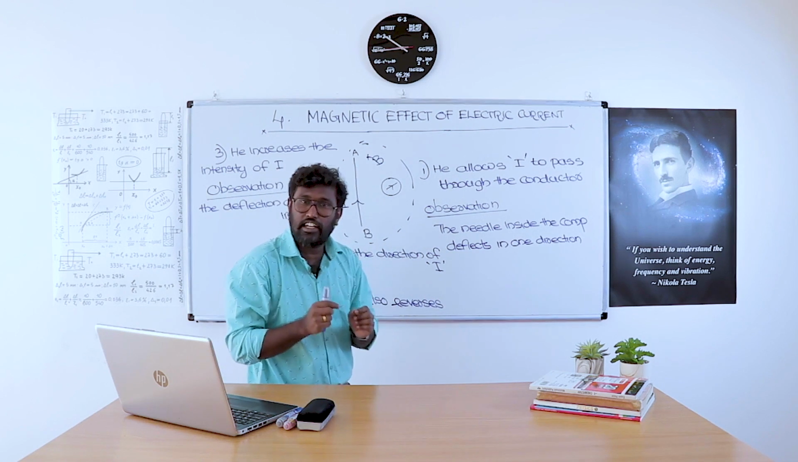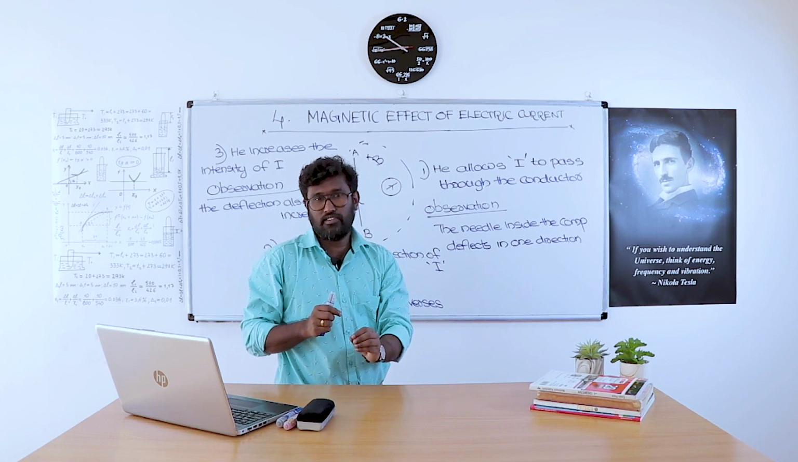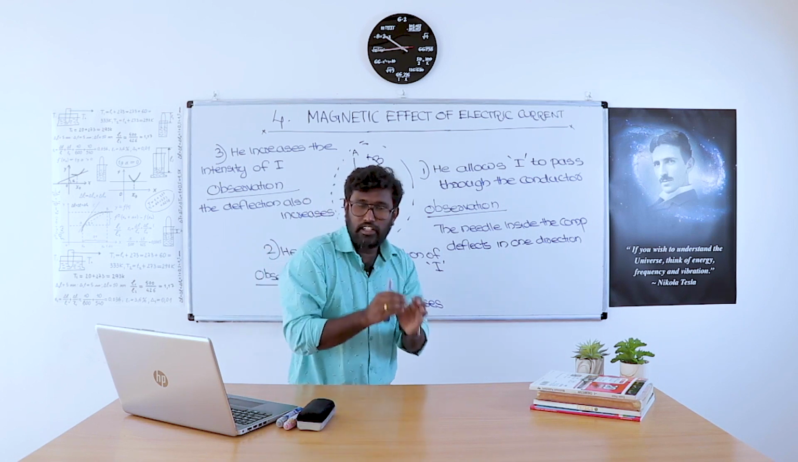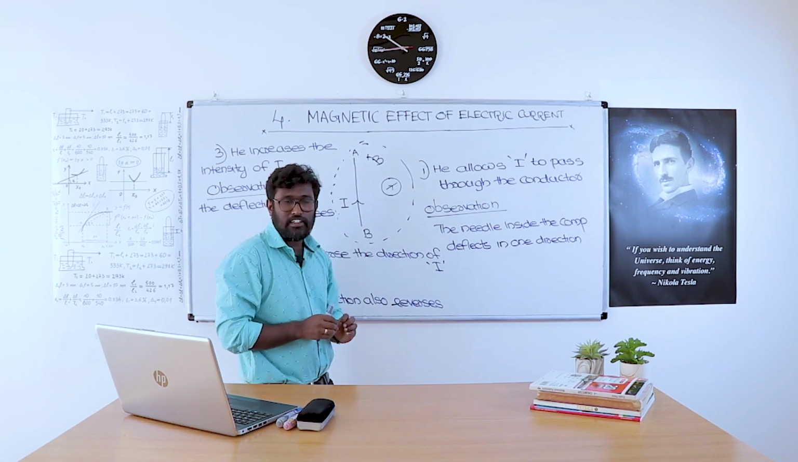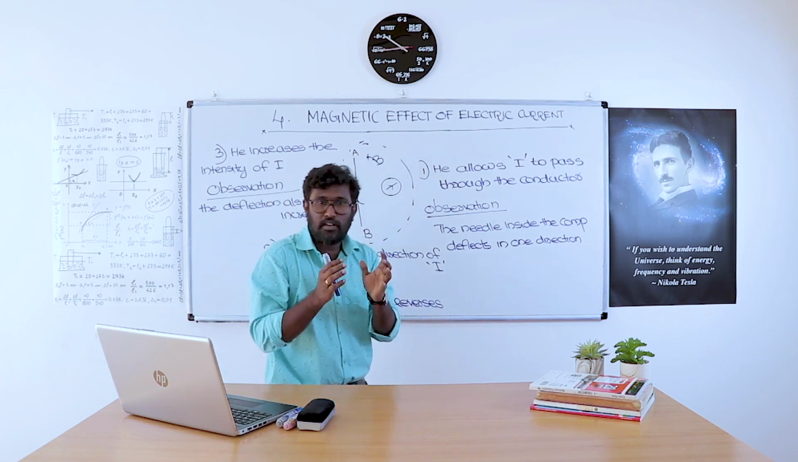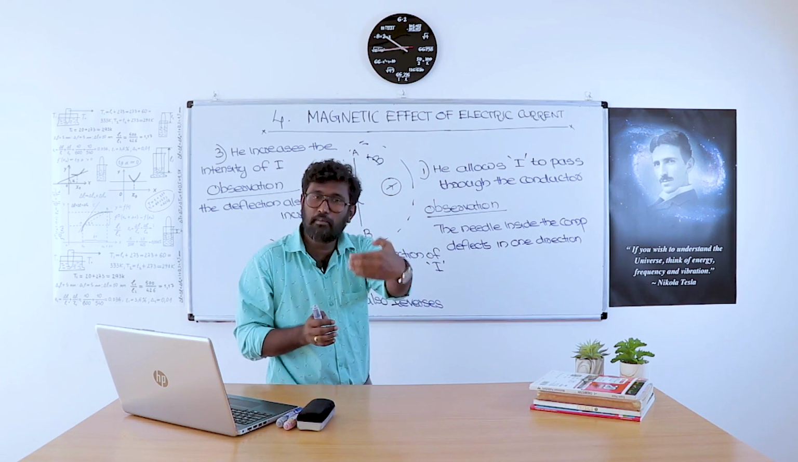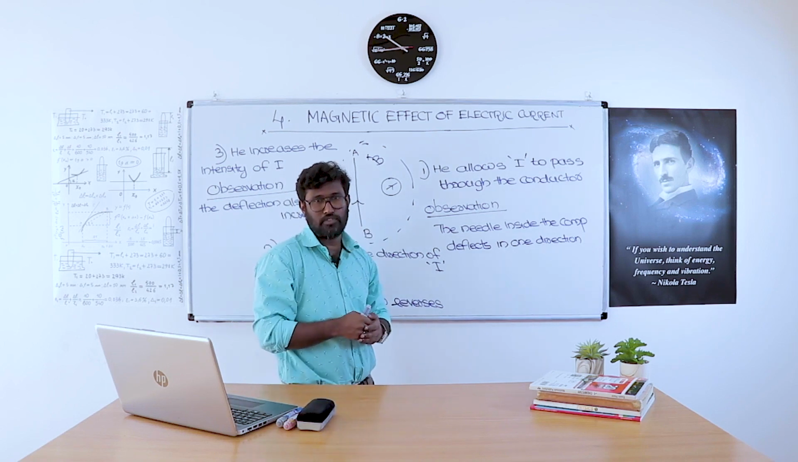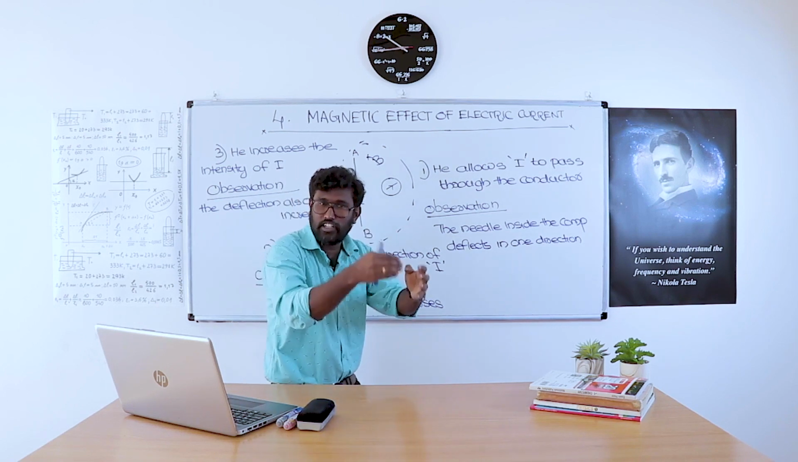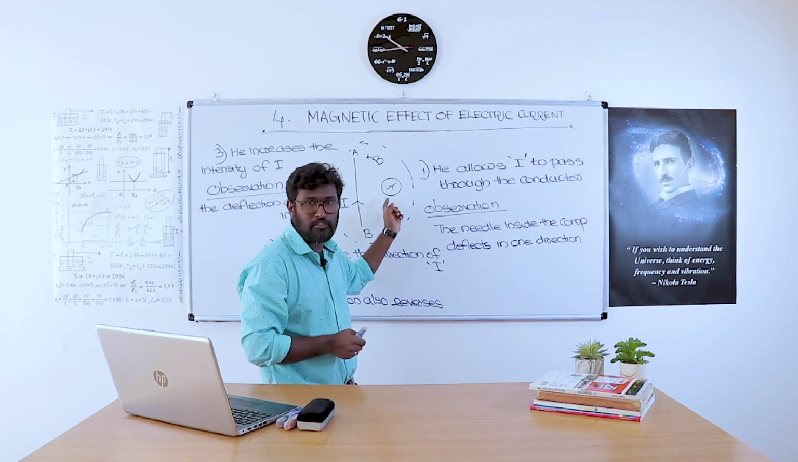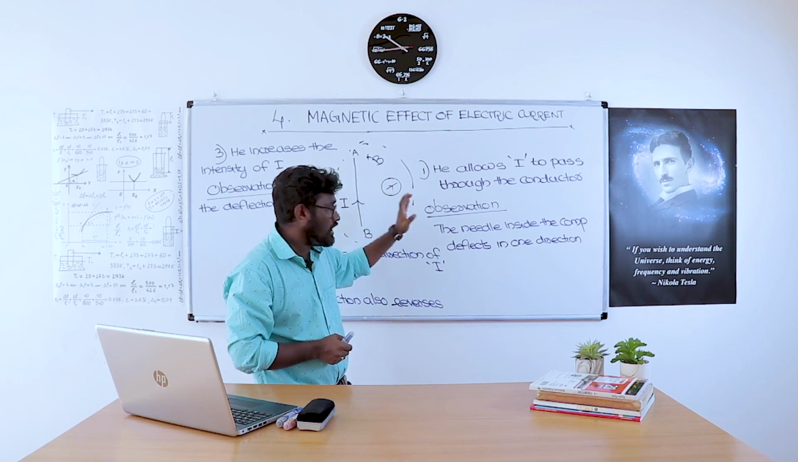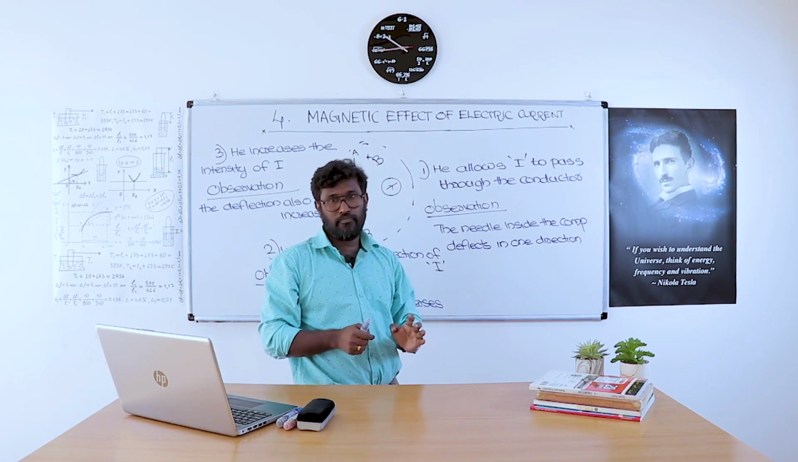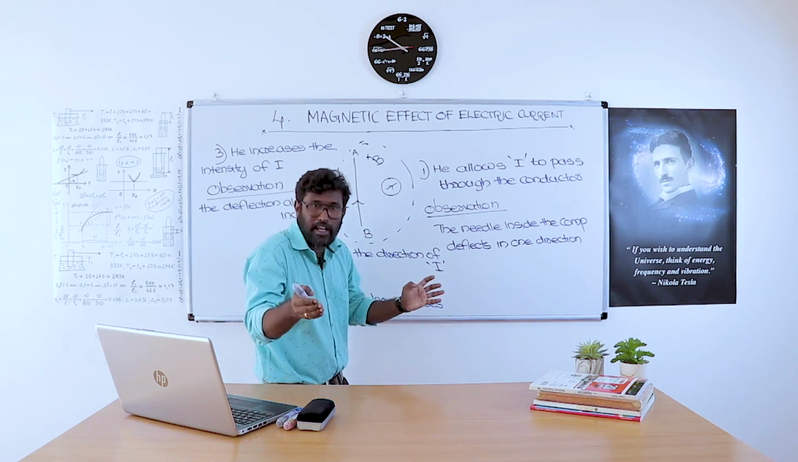That's why the needle inside the compass deflects. Already it is stated that the needle inside the compass is a bar magnet. If a bar magnet deflects, that means a magnetic effect is produced. That's why the bar magnet deflects.